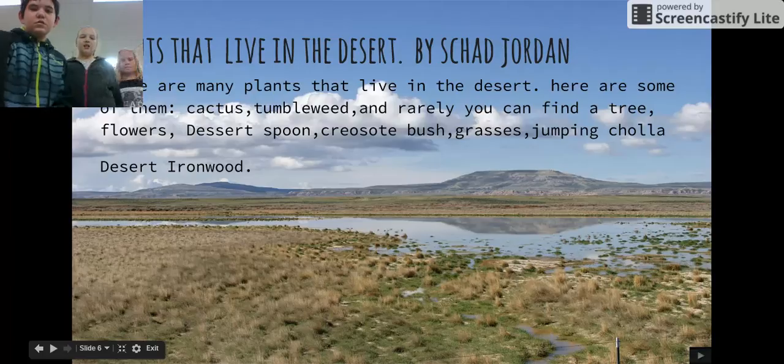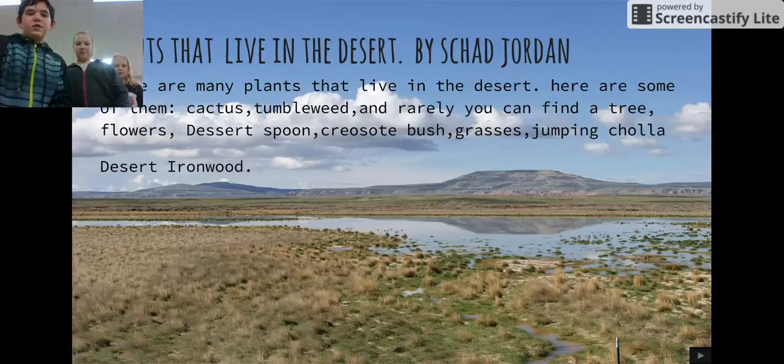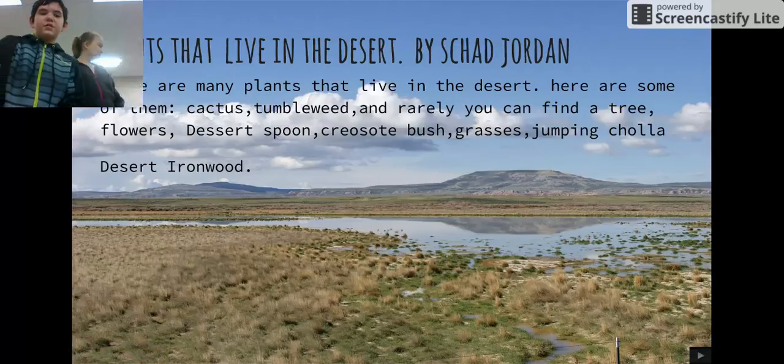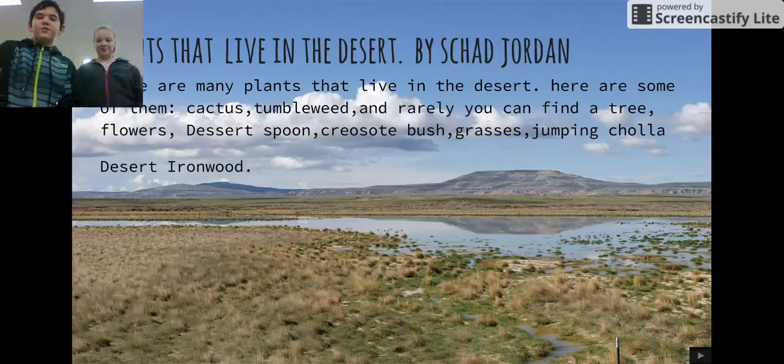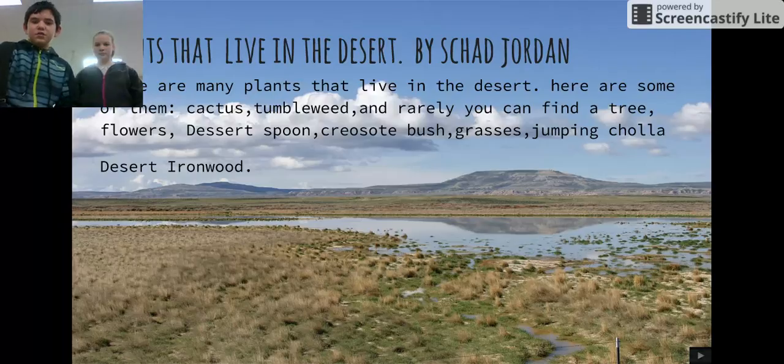Plants that live in the desert. There are many plants that live in the desert. Here are some of them: cactus, tumbleweed, and rarely you can find trees. Flowers, desert spoon, creosote bush, grasses, jumping cholla, desert ironwood.